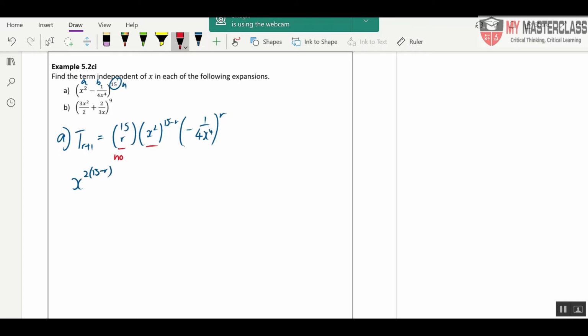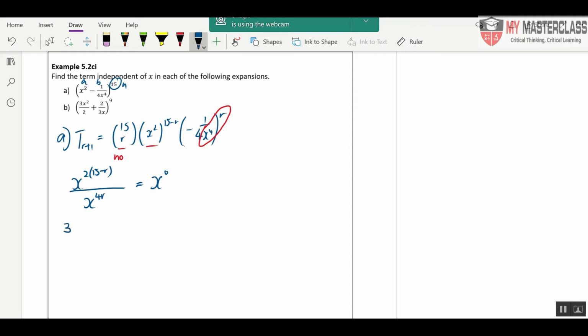Now for the second one, where is the x? The x is here, but you must multiply by the power, and it is in the denominator. So it is 1 over x to the power of 4r. Understand where my x to the power of 4r comes from? It comes from this one over here. And I equate it to x to the power of 0 because we are looking for the term independent of x. So when you divide in indices, the power will minus.